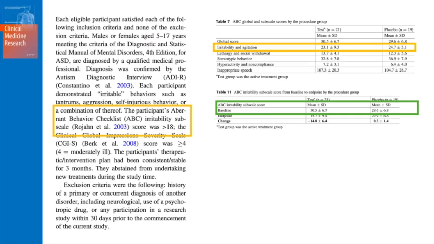Now you can look at the participants' Aberrant Behavior Checklist (ABC) irritability subscore, which they say was above 18. So we can look at the baseline score, and we can see that the baseline score was 23.1 plus or minus 9.3 in one group, and 24.7 plus or minus 5.1 in the second group.